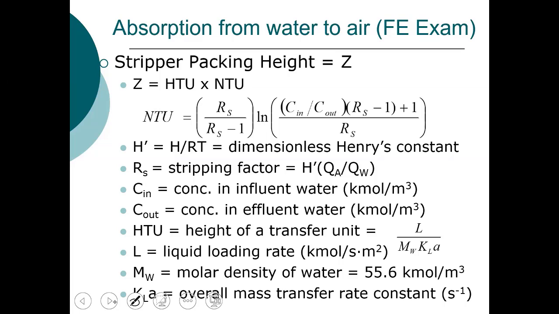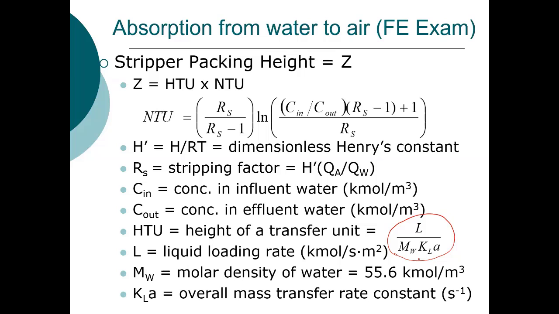And in this case, we can determine the number of transfer units using the equation that's given here, which is a function of that stripping factor and the initial concentration and the effluent concentration. And again, the height is equal to the height of the transfer unit times the number of transfer units. In this case, we'll define the height of the transfer unit using this equation here. Again, be very careful of the units.